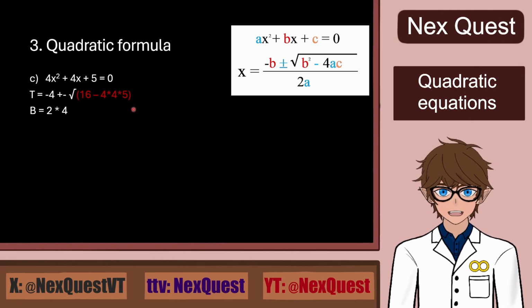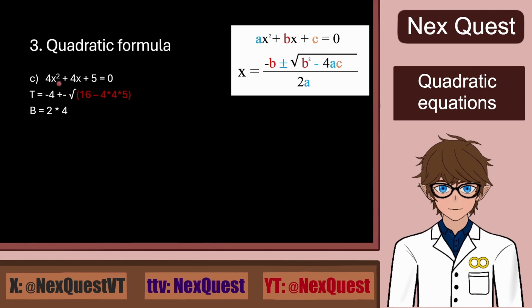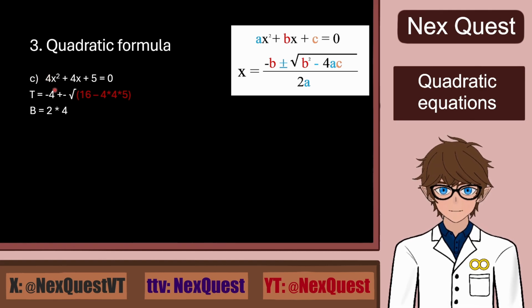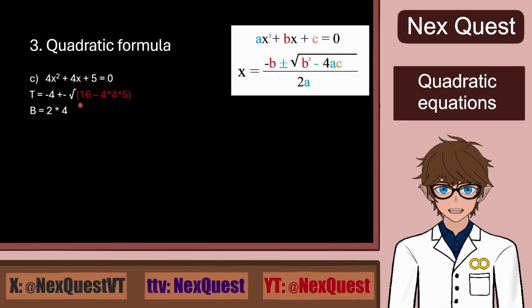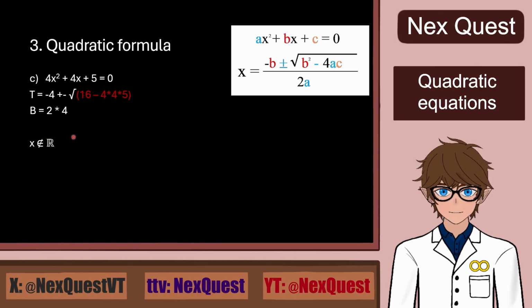So we have to write this as: it has no real solutions. Since a is positive, the graph is upward facing and located above the x-axis with no intersections, meaning that the result written is x is not an element of R for the zeros.